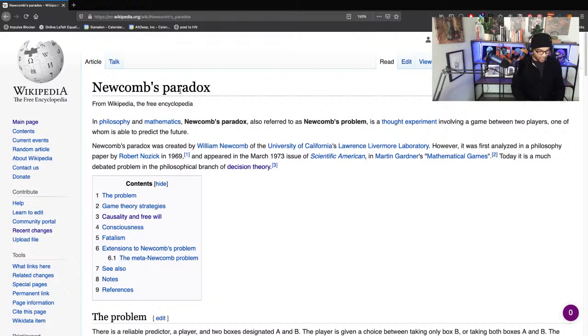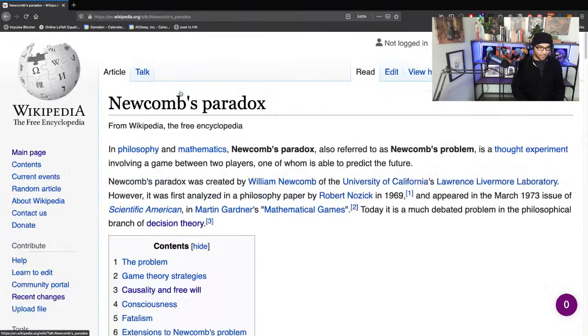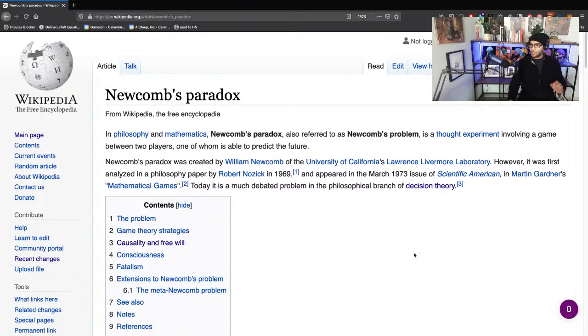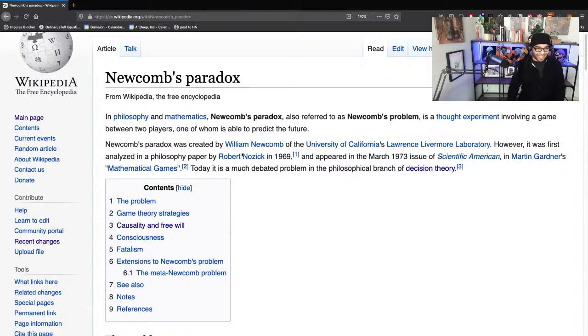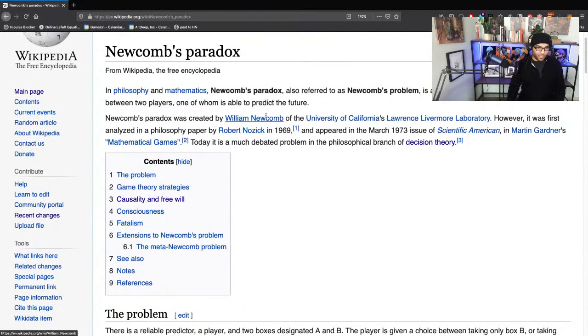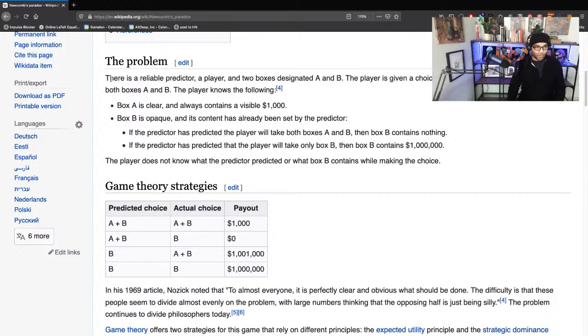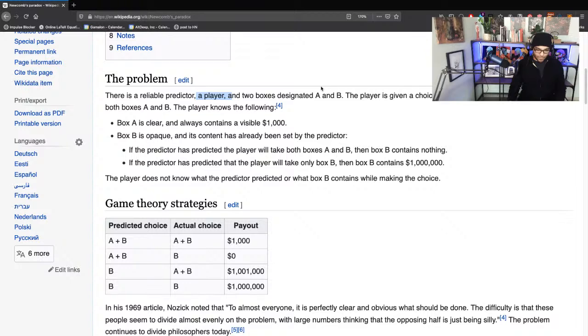What I want to do is just get a grasp of this idea here. Great. So in philosophy and mathematics, Newcomb's paradox, also referred to as Newcomb's problem, is a thought experiment involving a game between two players. One is able to predict the future. There's a reliable predictor, a player, and two boxes designated A and B. The player is given a choice between taking only box B or taking both boxes A and B. The player knows the following.